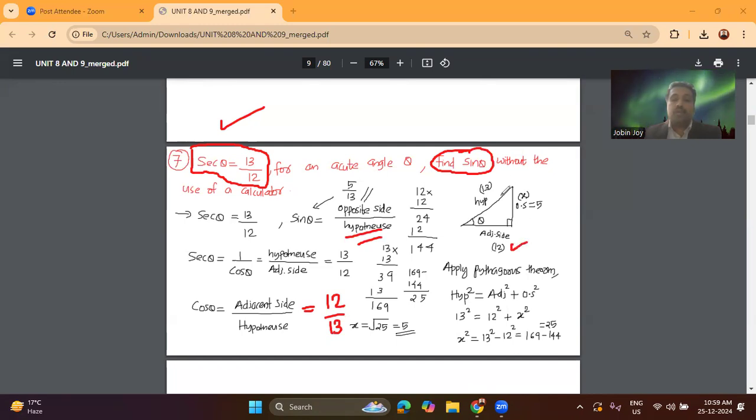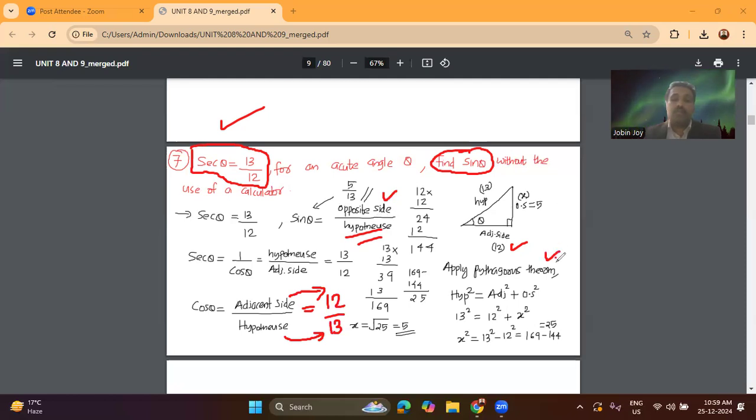So I will draw a right angled triangle. From this relation, I know that adjacent side is 12 and hypotenuse is 13. I will draw a right angled triangle like this, and then I will mark the adjacent side and hypotenuse. Here I am going to calculate sine theta. I need opposite side divided by hypotenuse, but I don't know the opposite side.